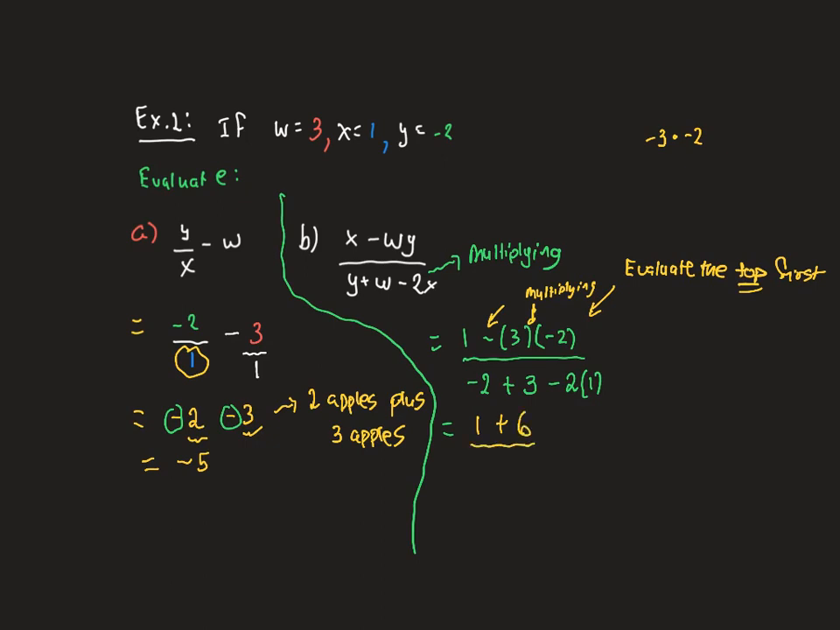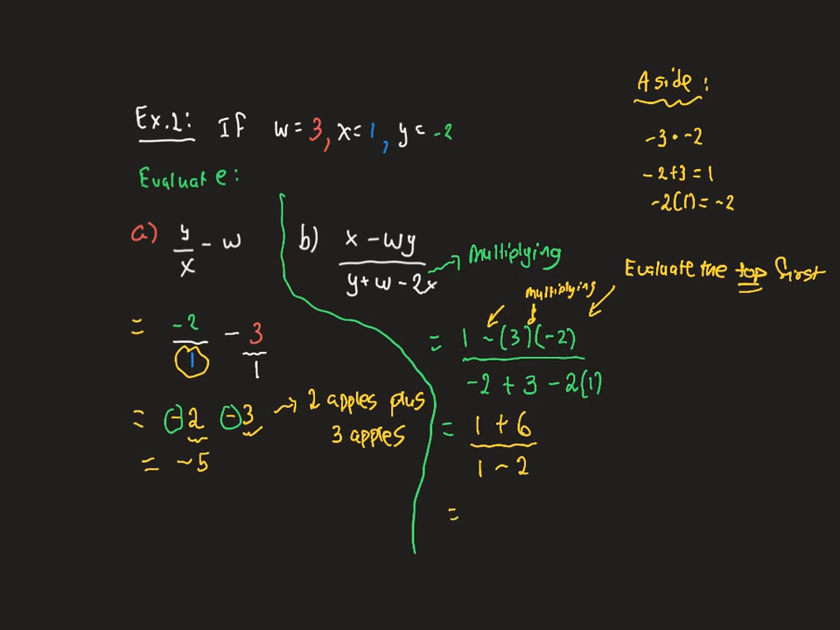Okay, so we finished my top. On my bottom, let's go piece by piece. So negative 2 plus 3 is 1. And it helps if you do a little side for your notes if you have trouble doing it all in your head. I know negative 2 plus 3 is 1, and I know that minus 2 times 1 should be minus 2. So on the bottom, I should have 1 minus 2.